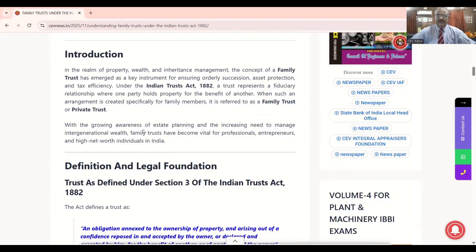With the growing awareness of estate planning and the increasing need to manage intergenerational wealth, family trusts have become vital for professionals, entrepreneurs, and high net worth individuals in India.